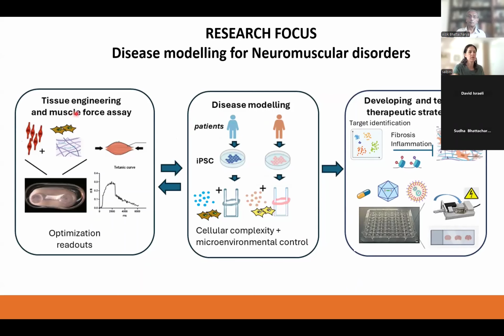So in my group, we focus on three different axes: a technological part with tissue engineering, where we focus mostly on muscle force assay as a readout; disease modeling starting from patient cells. As I told you, my focus is DMD, but we are also implementing this system for other muscular dystrophies like limb-girdle, for example, and tendinopathies. This is our second interest. And then we use this system to develop and test therapeutic strategies. So we have both a fundamental research program where we want to investigate what happens at the molecular level and identify targets, and the translational one, where we use this platform to screen our products or potential promising products.